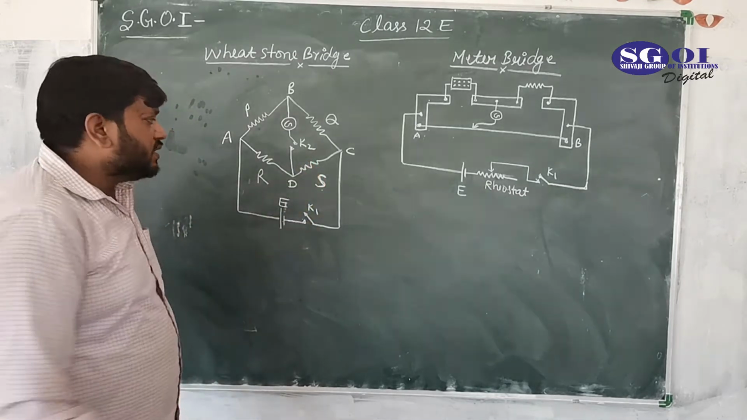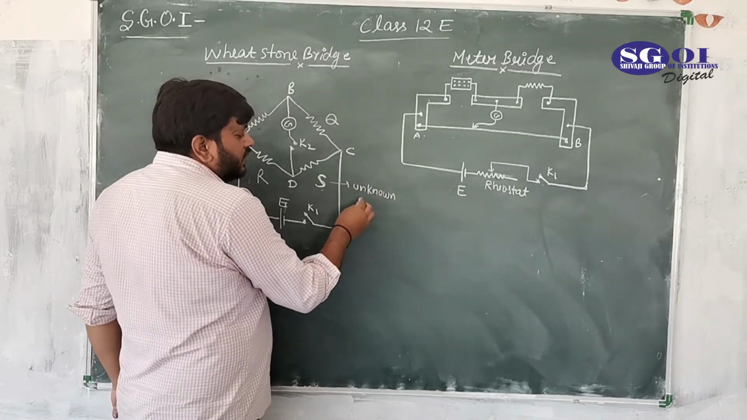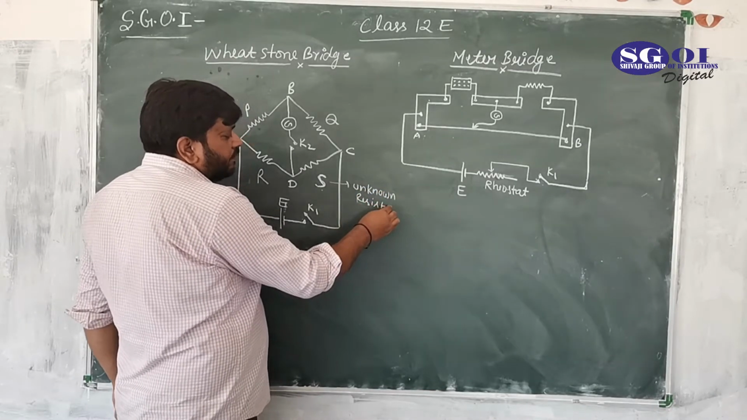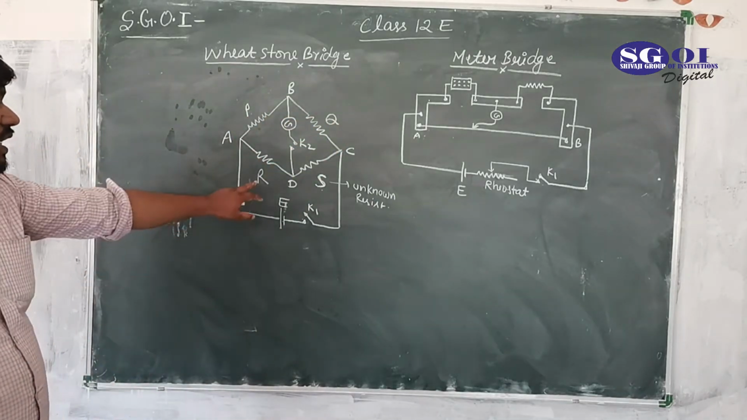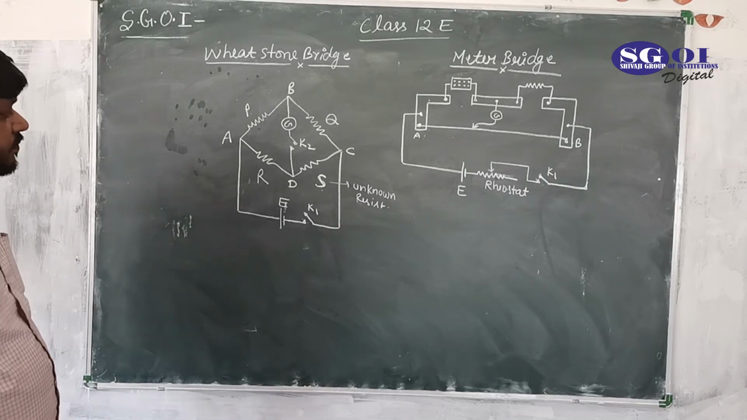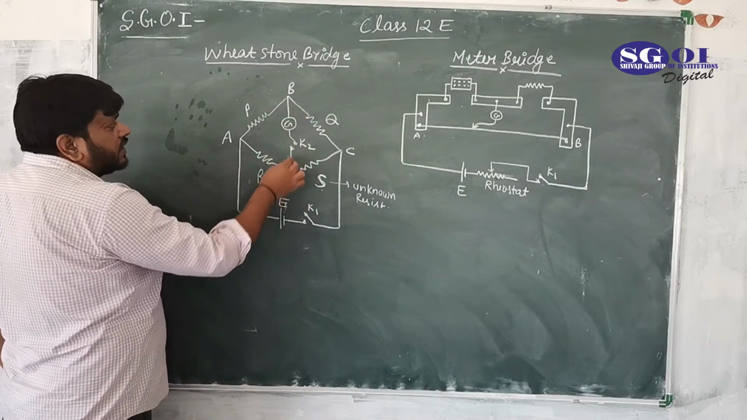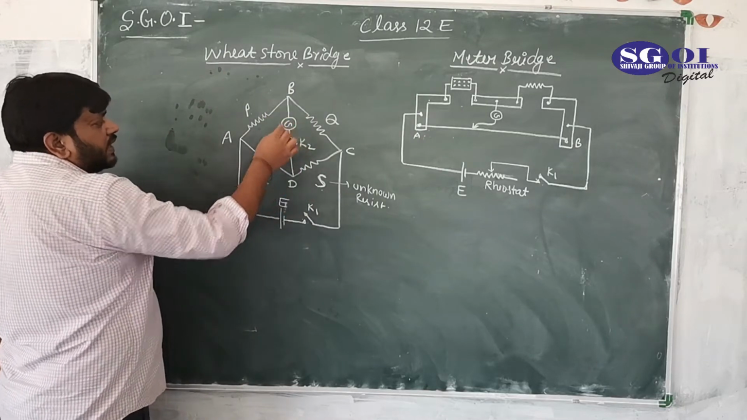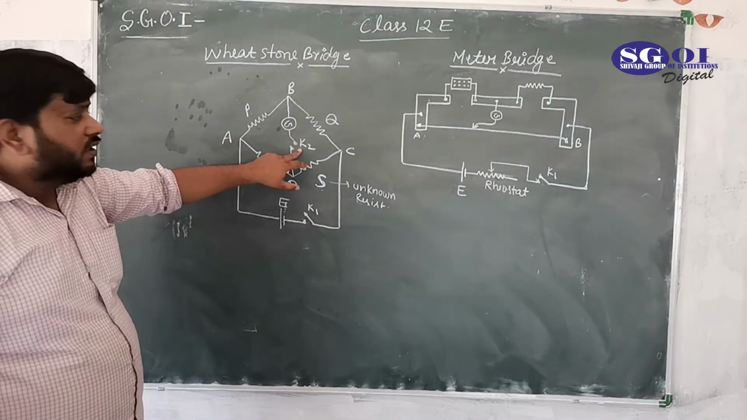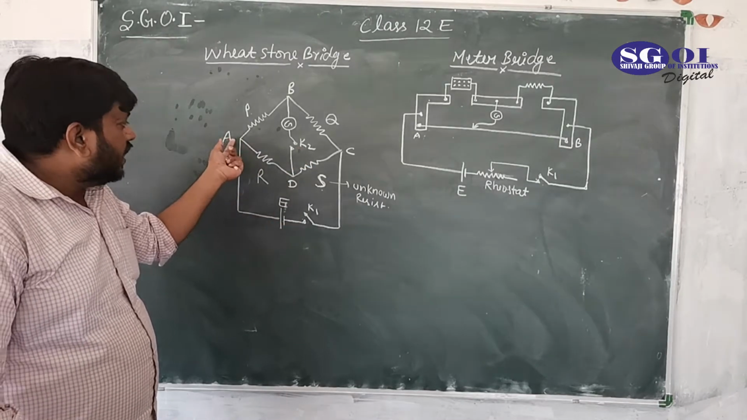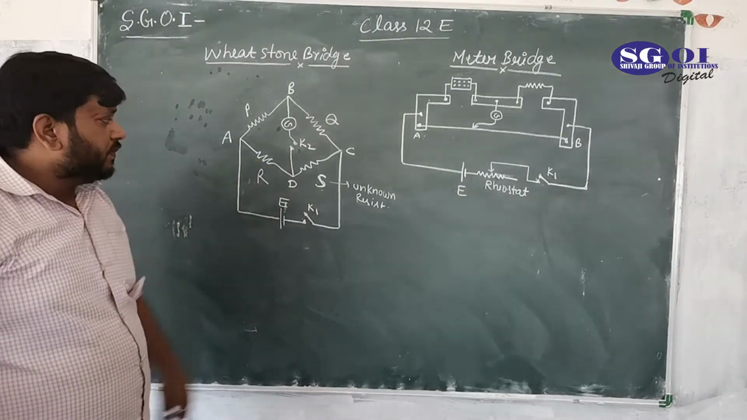S is the unknown resistance which we want to find by this bridge. P and Q are known resistances, and R is also a known resistance. In the diagonal arm BD of the parallelogram, there is a galvanometer, and there is a key. In the other diagonal arm, a cell is connected and there is also a key.